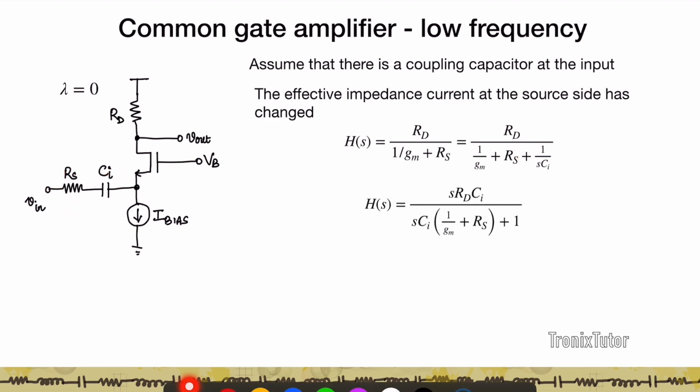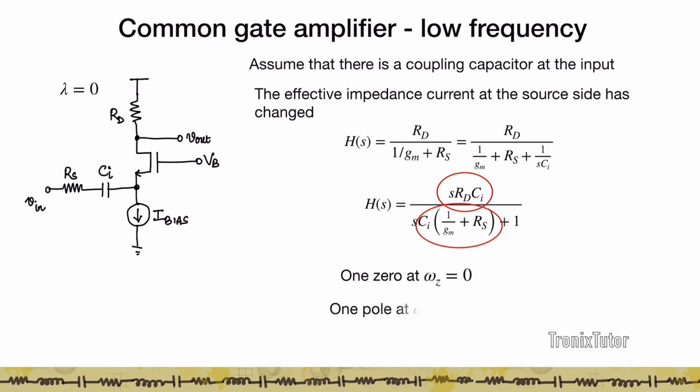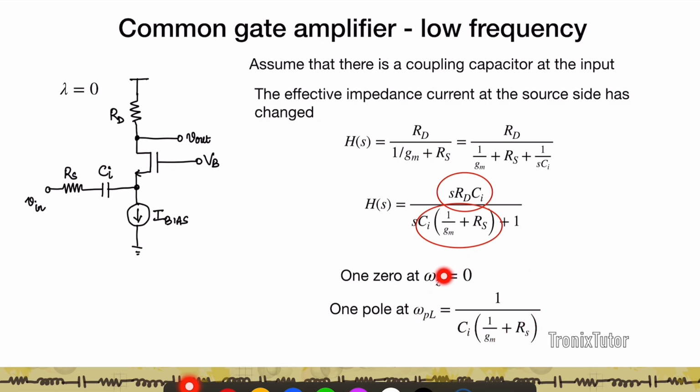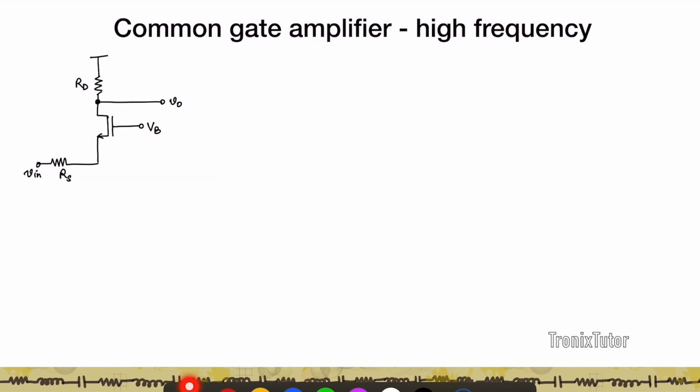And so when I solve and collect terms, I'm going to get H of s as sRDCi by sCi into (1 by Gm plus RS) plus 1. And so what you see, again like the common source amplifier, is there is a zero at 0 and a pole at 1 by Ci into (1 by Gm plus RS). So that's going to be your low frequency part of the analysis. Now let's see what happens at high frequency.